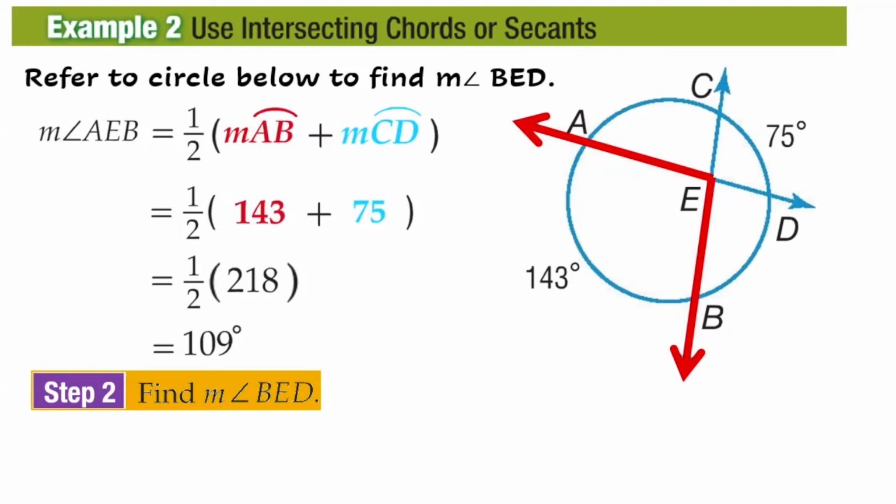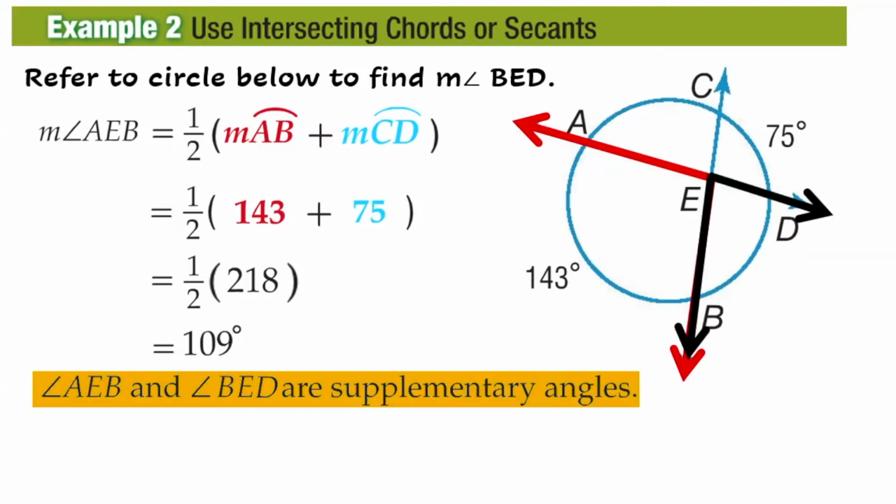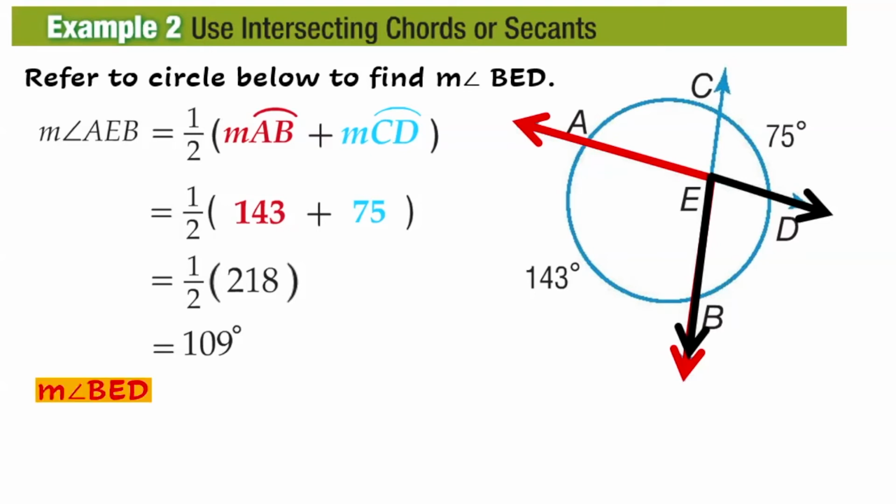Second step, we need to find measure of angle BED. Angle BED and angle AEB are two supplementary angles. So we can say that measure of angle BED equals 180 minus 109, which is 71 degrees.